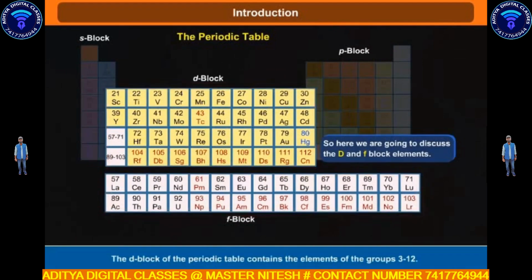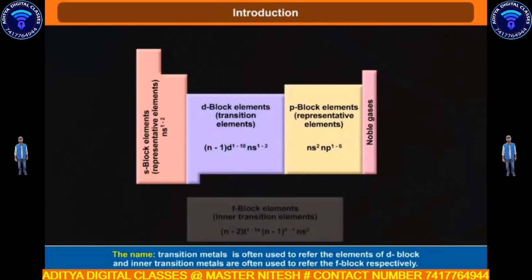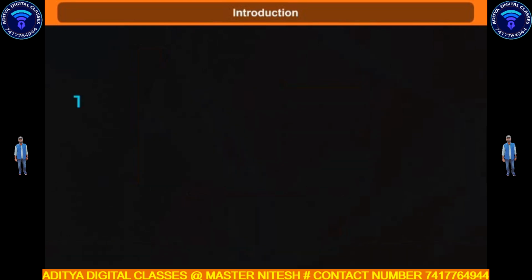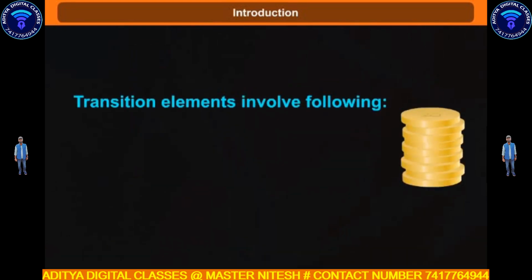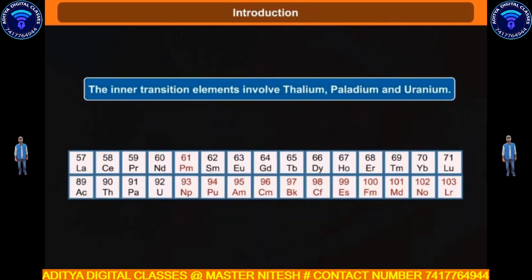The D block of the periodic table contains the elements of groups 3 to 12. The name transition metals is often used to refer to the elements of the D block, and inner transition metals is often used to refer to the F block respectively. Transition elements include the following: iron, copper, silver, and gold. The inner transition elements include thallium, palladium, and uranium.